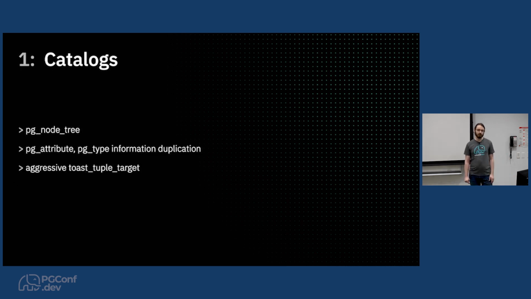As for the catalogs themselves, what I will be talking about, PG node tree, PG attribute and PG type information, and more aggressive Toast targets.